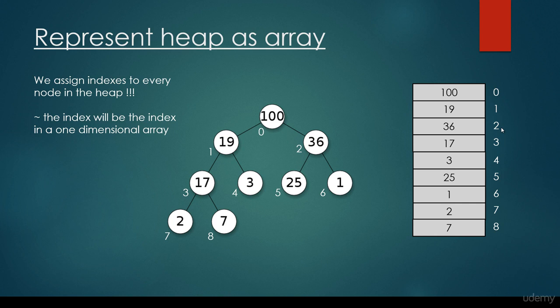So basically we assign indices to every node in the heap, and the index will be the index in the one-dimensional array. This is how we represent the tree-like structure with the help of a one-dimensional array. And this is why I said that heaps can be considered as an abstract data type, because we have the heap and we have the underlying representation as a one-dimensional array. And a one-dimensional array is a data structure. Anyways, it's not that important, but it's good to see that heaps are usually called a data structure, but it can be interpreted as an abstract data type because the underlying data structure is a one-dimensional array.